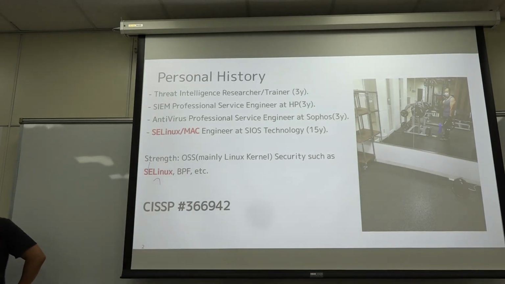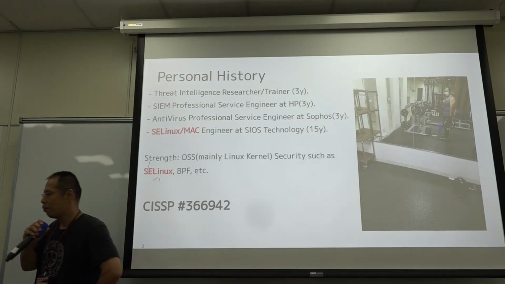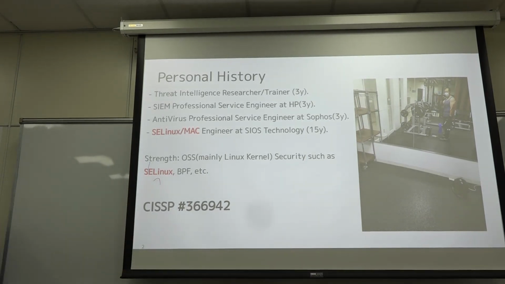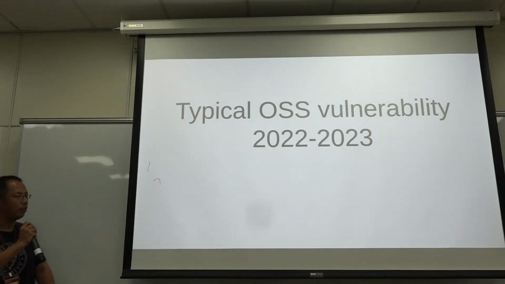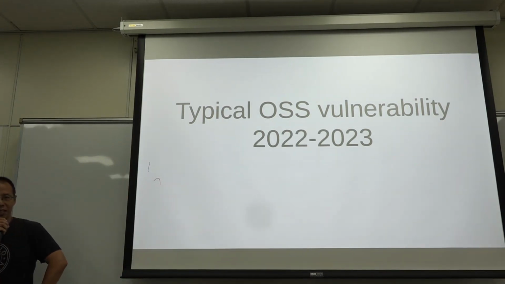From here I want to focus more on threat intelligence. I don't want to explain what a threat is or what vulnerabilities are. I just want to explain how many vulnerabilities there were from 2014 to 2023. Anyway, this is just my personal history. So I wish to explain here the main topic of this session: typical OSS vulnerabilities from 2022 to 2023.